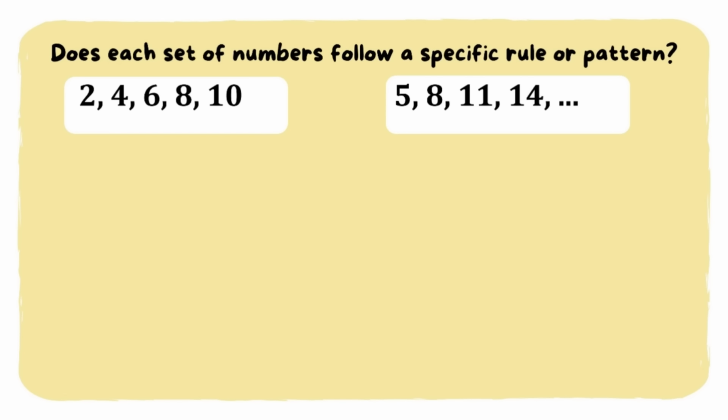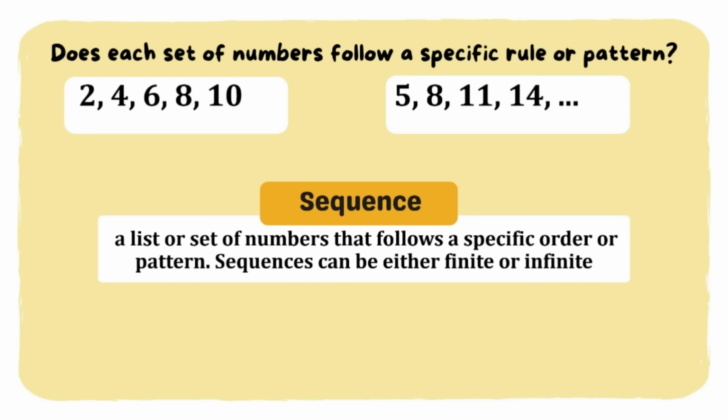Okay, so let's begin. Let's have first this set of numbers. Okay, try to observe itong dalawang set of numbers natin. And do you think each of these sets of numbers follow a specific rule or pattern? Sa tingin nyo po ba may pattern siya? Okay, if your answer is yes, it's because these are examples of what we call a sequence. Ano ba ang sequence? A sequence is a list or set of numbers that follows a specific order or pattern.